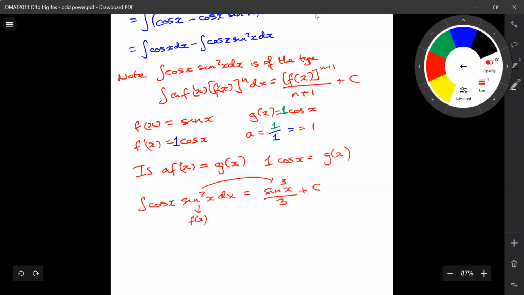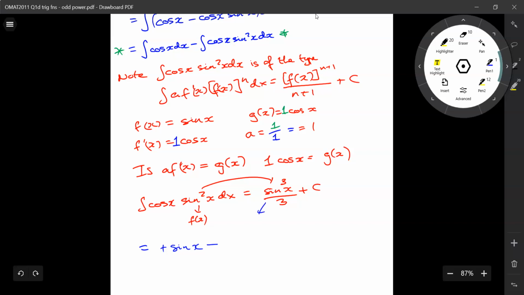So using these values, I go back up to here, and back up to here, and I'm going to integrate that. So the integral of cosine x is plus sine x, and then it's minus, and the integral of cosine x sine squared x is given here, so it's minus sine cubed x over 3 plus our constant of integration. So that is the final answer in that case.